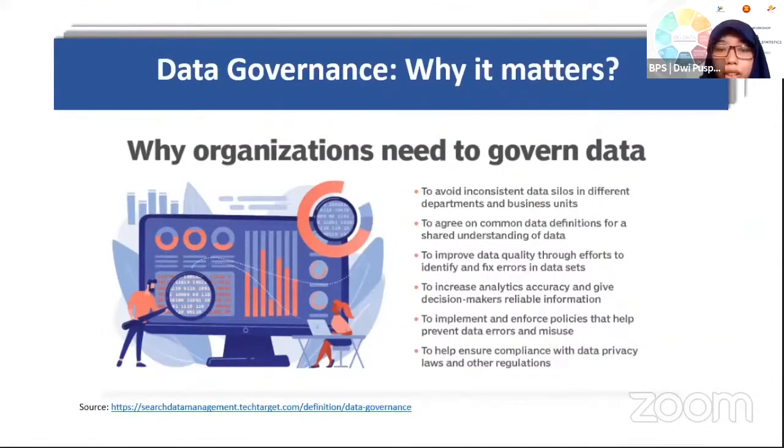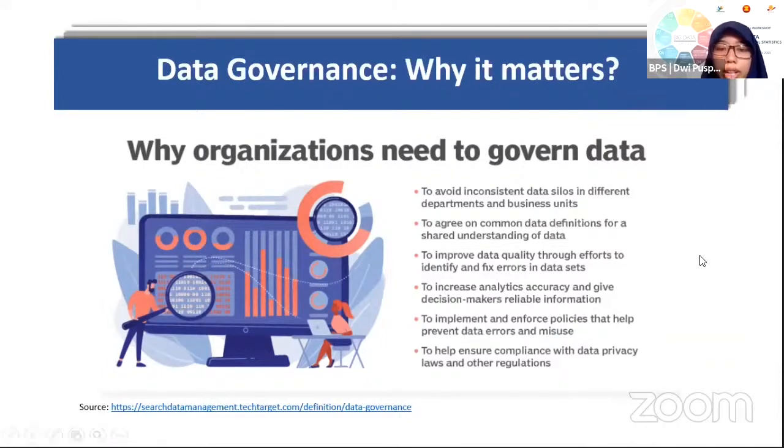And then we need to agree on common data definitions for a shared understanding of data, because then again, each unit and other units can have a different concept of the data. So we need to find a way to establish a common data definition for that. We also need to improve data quality through efforts to identify and fix errors in datasets. As has been explained by Pak Setia before, we know that in big data there are many errors, just like in traditional data, especially regarding noise and missing values. We need to find a way and solution to improve the data quality.